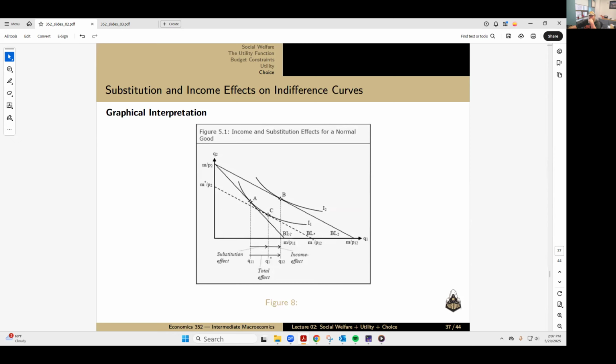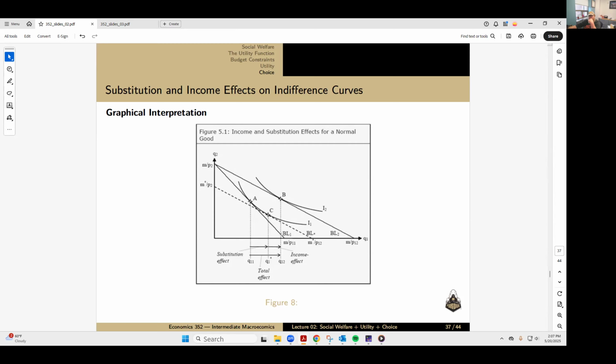And so graphically, the way that we can think about substitution and income effect changes is, for example, here we can see that what has occurred is that the price of good one has decreased.